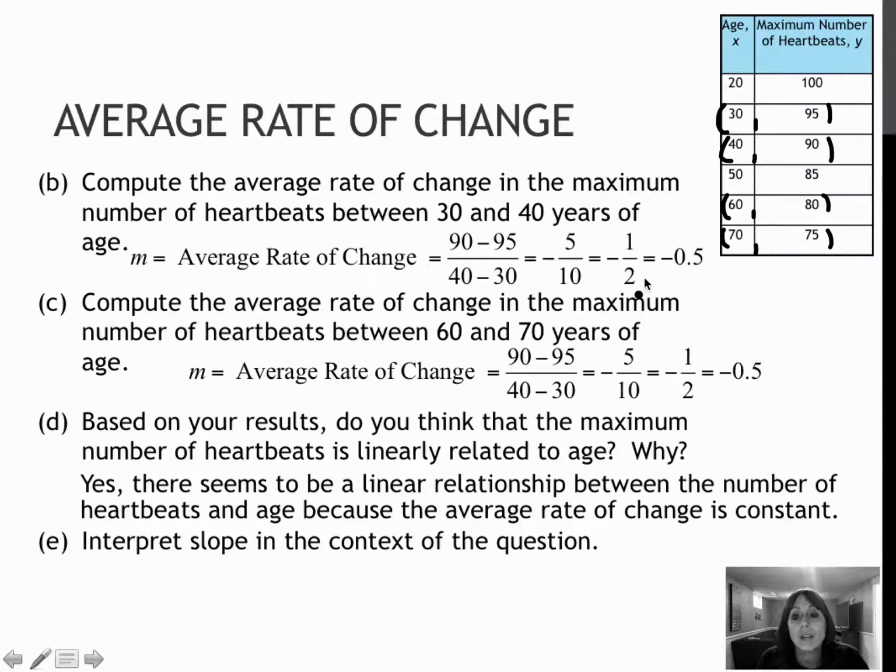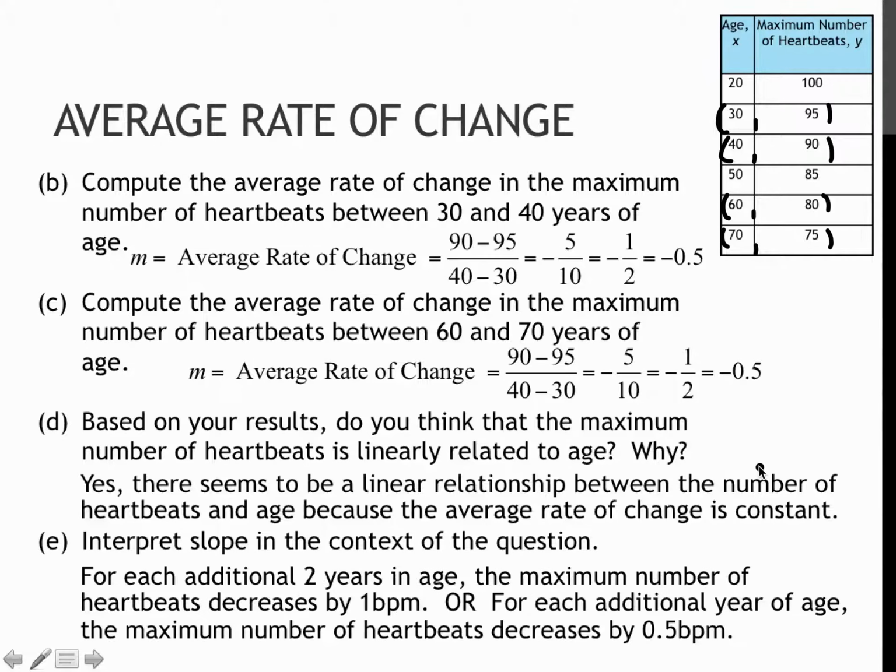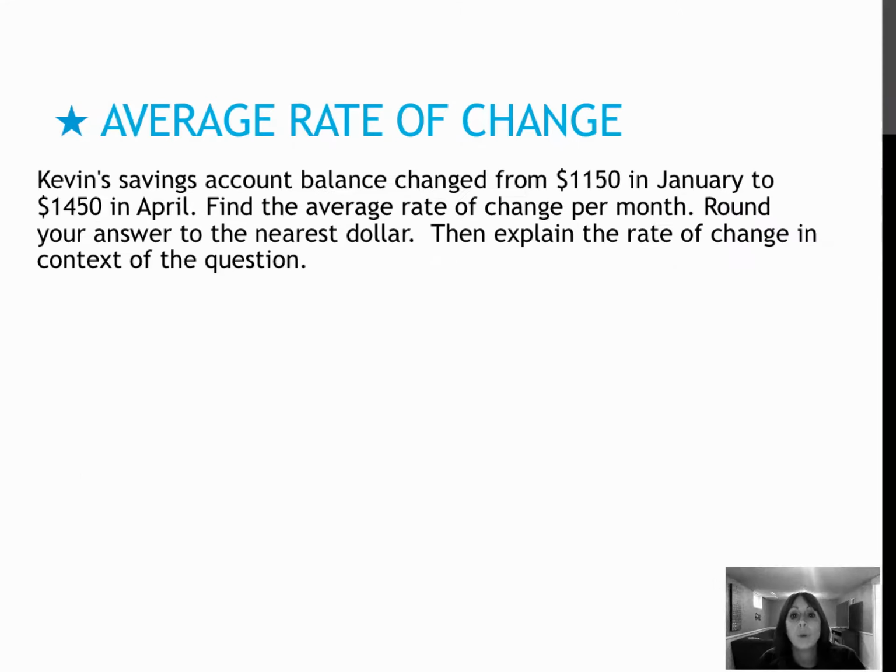So for every 2 years, it's decreasing by 1 beat per minute, or for every 10 years in age, it's decreasing by 5 beats per minute. And now we're going to interpret the slope, and again, we're going to interpret for every additional 2 years, the maximum number of heartbeats decreases by 1 beat per minute, and like I just said, 1 year decreases by 0.5, or for every 10 years, it decreases by 5. So go ahead and try this question and then interpret your results.